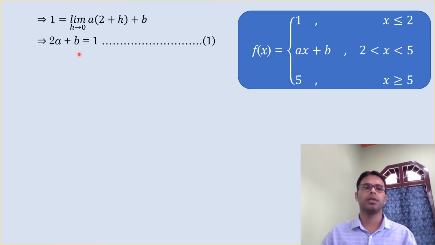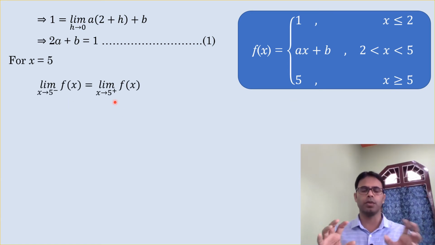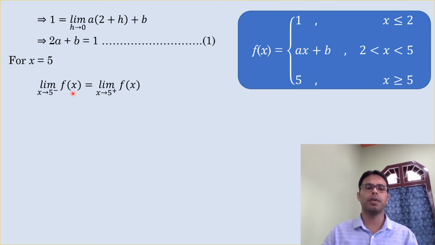Using that line, 2a + b = 1. Then take the point 5. For x = 5, the left-hand limit and the right-hand limit should be equal. So the limit as x tends to 5 minus and x tends to 5 plus, these two limits are equal. For x less than 5, f(x) is taken by this line, and for x greater than 5, f(x) is taken as 5.